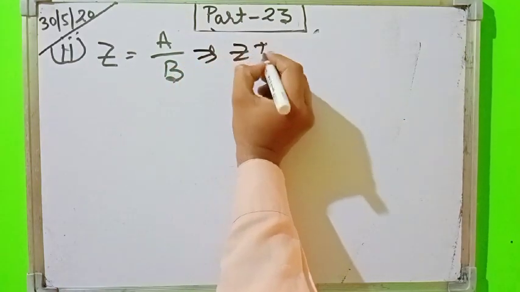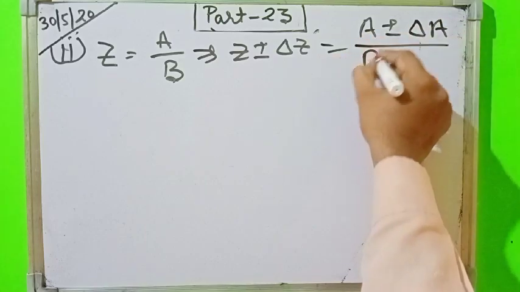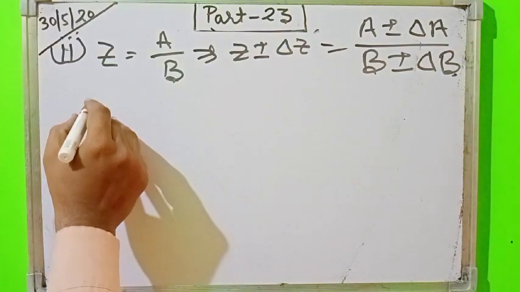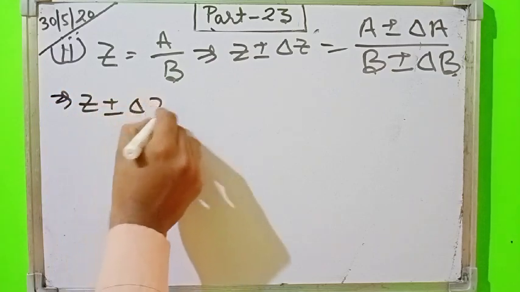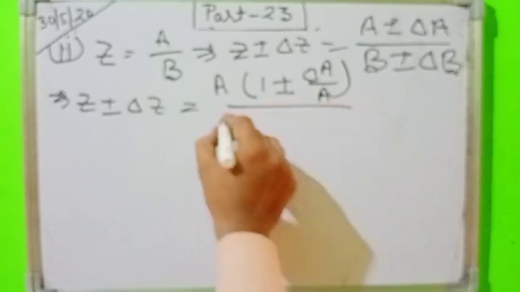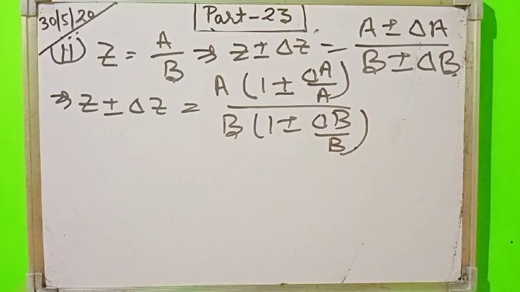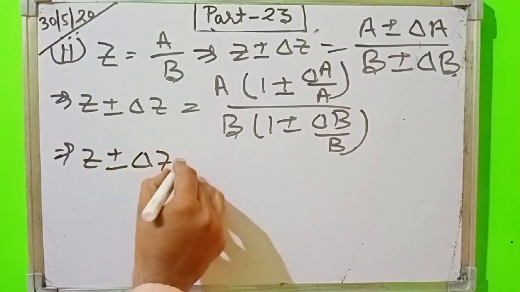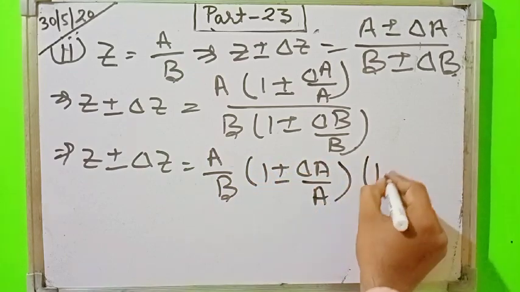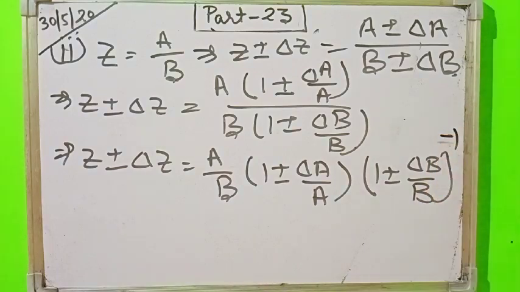From here we can write Z plus minus delta Z, that is the error in quotient, equals A plus minus delta A upon B plus minus delta B. And from here we can write Z plus minus delta Z is equal to, taking A common, 1 plus minus delta A upon A into 1 plus minus delta B upon B. Now we can write Z plus minus delta Z equals A upon B, 1 plus minus delta A upon A into 1 plus minus delta B upon B to the power minus 1. Clear?